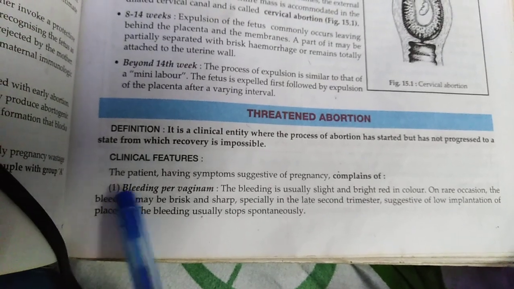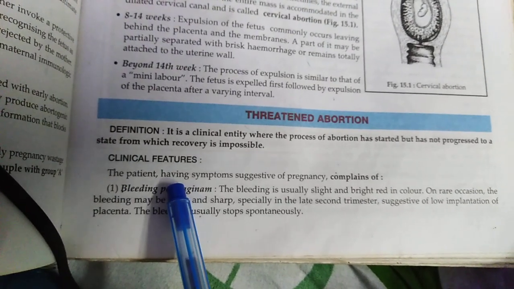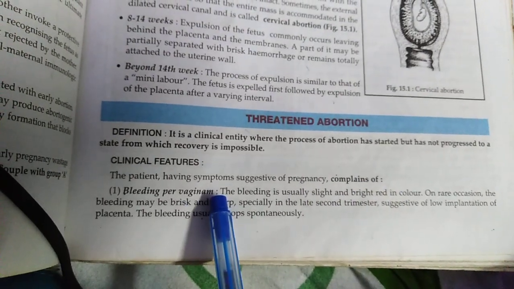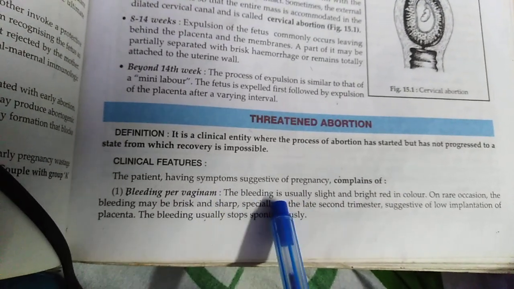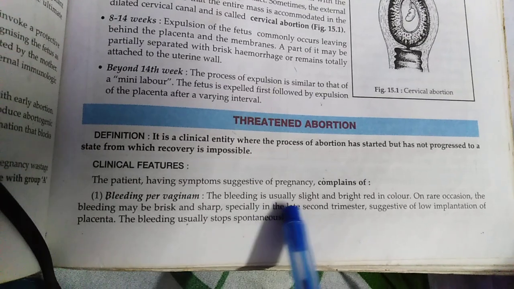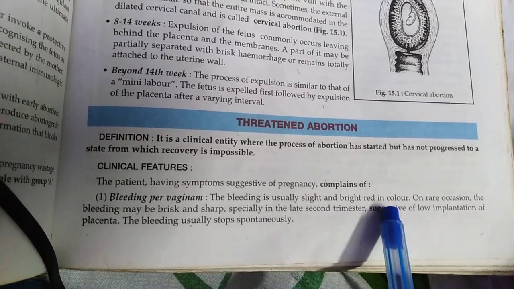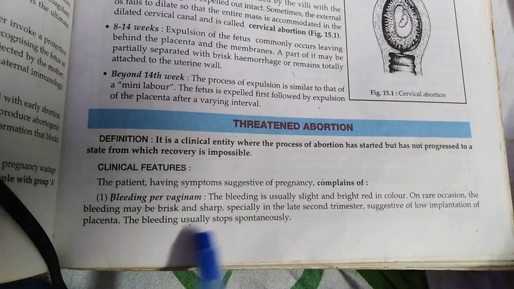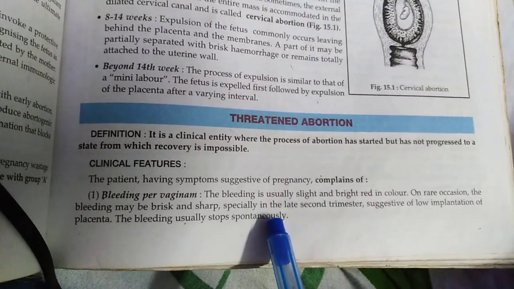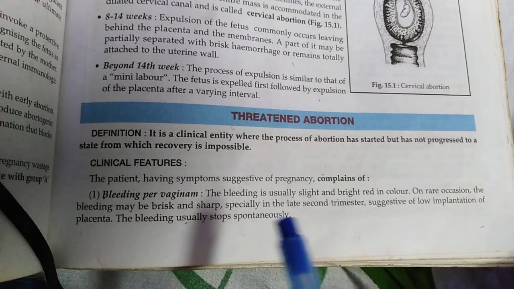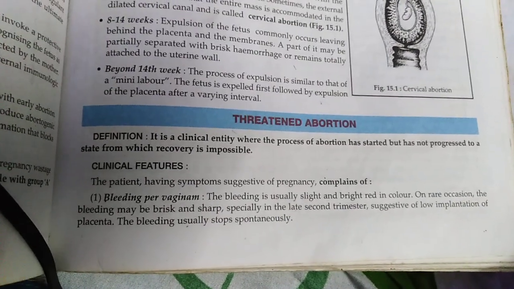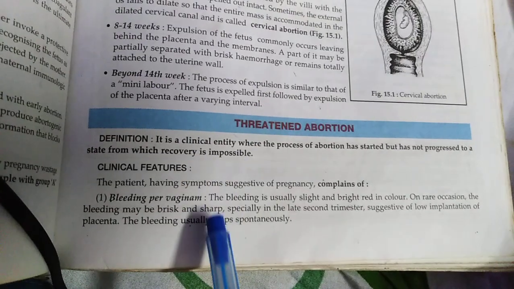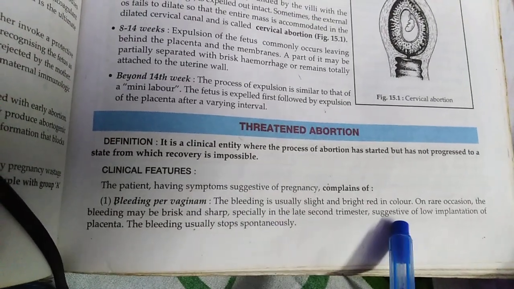Next, clinical features. The patient has symptoms suggestive of pregnancy and complains of bleeding per vaginum. Regarding the characteristics of bleeding, the bleeding is usually slight and bright red in color. On rare occasions the bleeding may be brisk, especially in the late second trimester, suggestive of low implantation of placenta. The bleeding usually stops spontaneously.